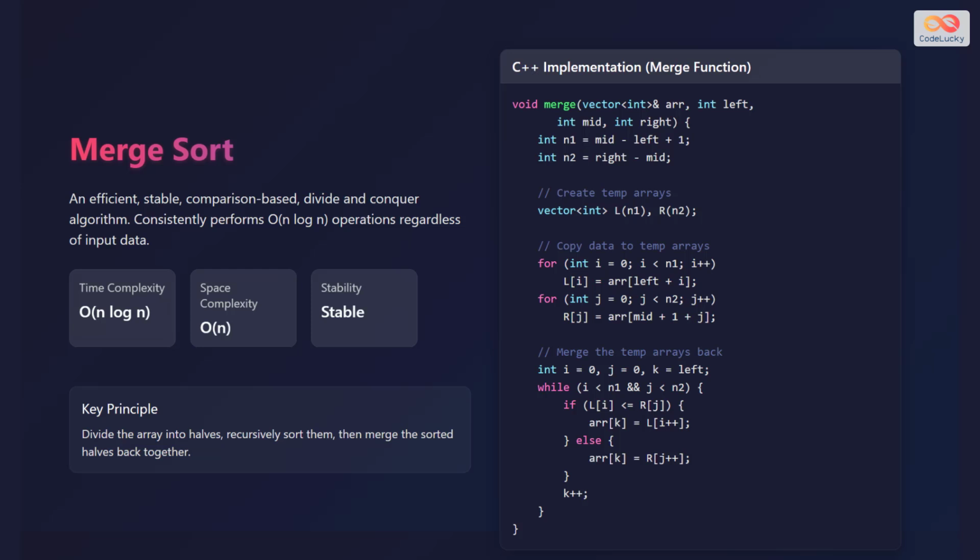Also, it is a stable sorting algorithm. The key principle is to divide the array into halves, recursively sort them, then merge the sorted halves back together. Here's the C++ implementation of the merge function, which merges two sorted arrays into one.